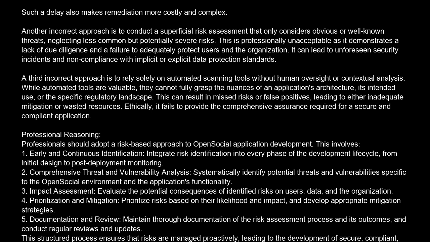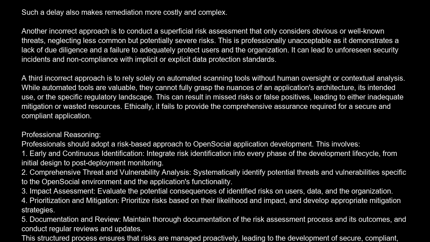A third incorrect approach is to rely solely on automated scanning tools without human oversight or contextual analysis. While automated tools are valuable, they cannot fully grasp the nuances of an application's architecture, its intended use, or the specific regulatory landscape. This can result in missed risks or false positives, leading to either inadequate mitigation or wasted resources. Ethically, it fails to provide the comprehensive assurance required for a secure and compliant application.